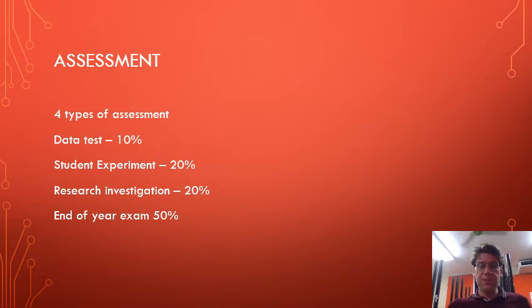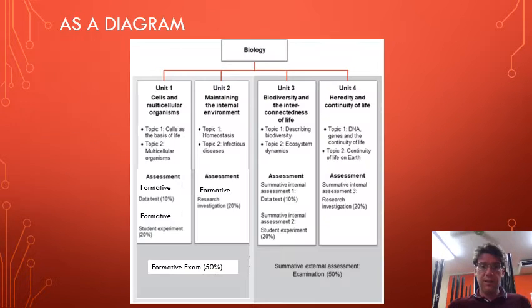So there are 4 types of assessment. You do these 4 types of assessment in both years. So you start with a data test, which we'll be doing near the end of term 1. Then you do a student experiment, where we'll actually do a scientific experiment and write it up. A research investigation, where you research an investigative question in biology. And finally, an end of year exam that's worth 50% of your final grade.